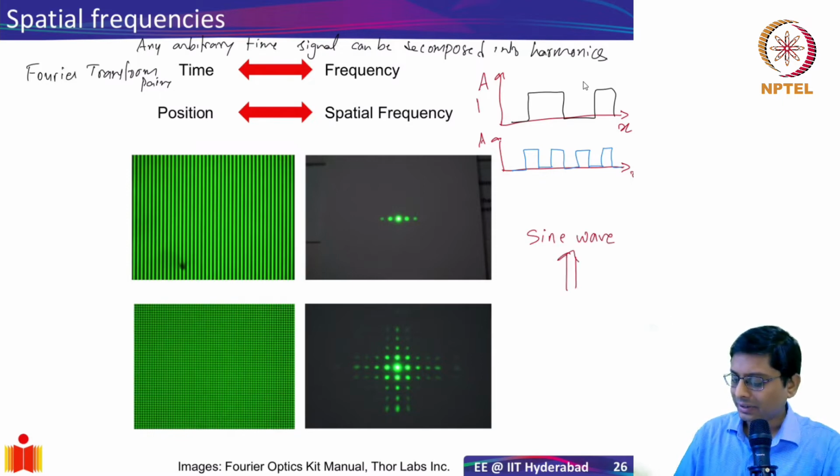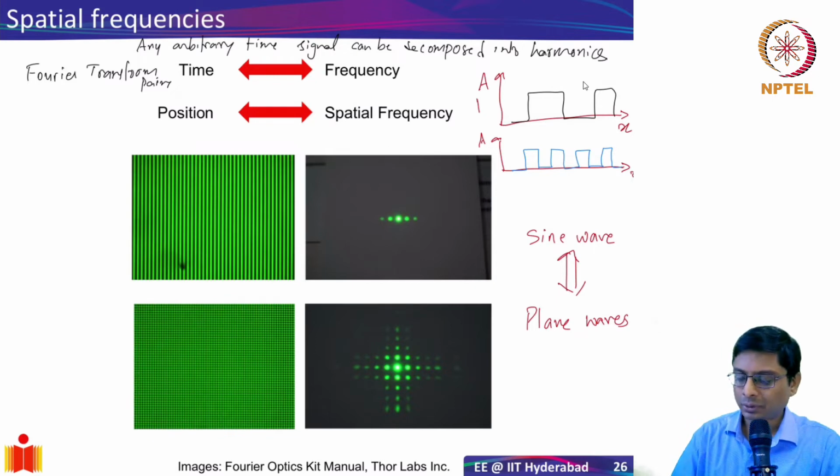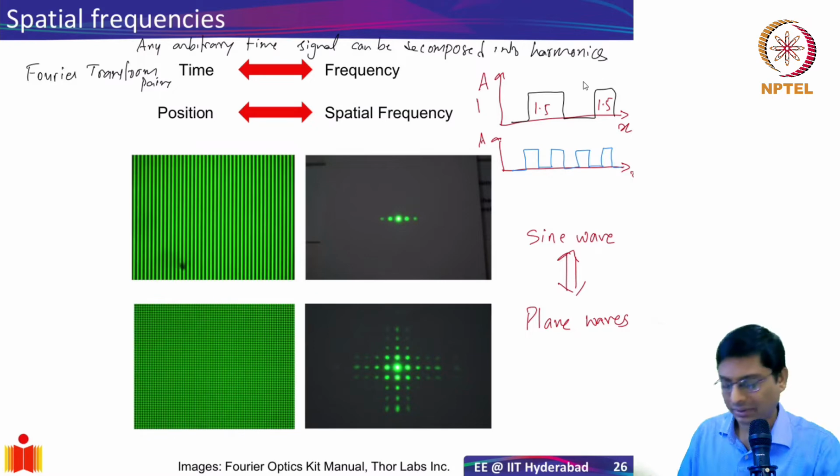In electromagnetic waves, these are essentially plane waves. Now what I have here is a square grating. We call it a grating essentially. For example, this could be glass, let's say 1.5 index strips of glass separated by air, right? This is a grating.